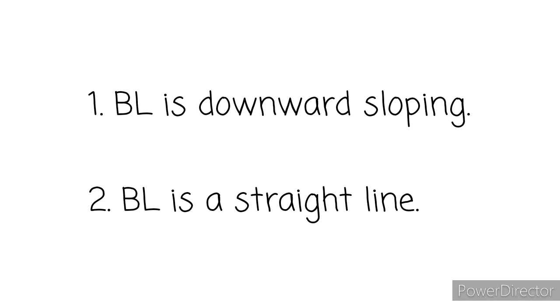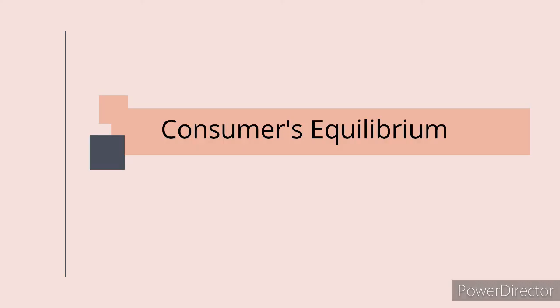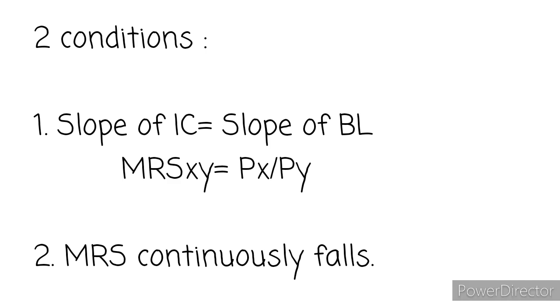Okay, now let us talk about the consumer's equilibrium by indifference curve analysis. There are two conditions of consumer's equilibrium. The first one is MRS XY is equal to the ratio of prices, that is Px upon Py. That means the slope of indifference curve is equal to the slope of budget line. That is the first condition. And the second condition is MRS continuously falls. So let us discuss in detail.